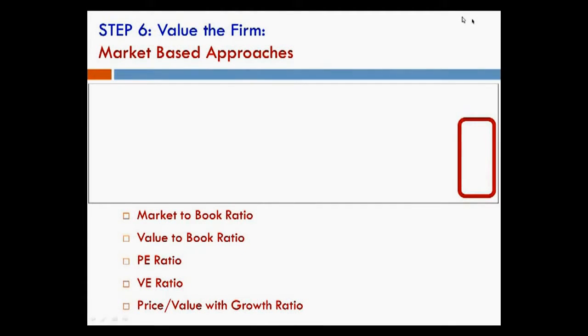You've seen this chart before, in your evaluation. We will go through market to book, value to book, PE, and B. Okay, those are the four. And then this newfangled thing, the price with growth ratio, kind of hangs off at the end.